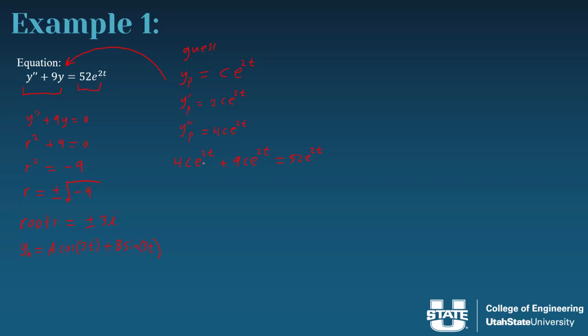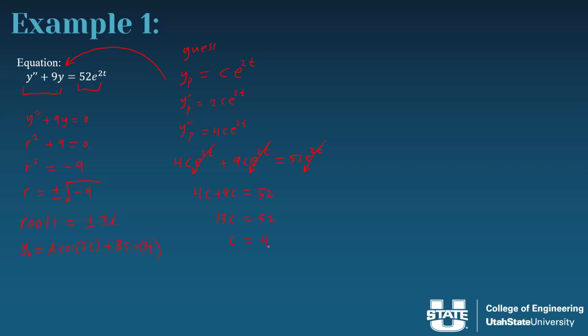All right, so let's simplify this a little bit and see if we can figure out what our constant is. So let's get rid of these, and we're going to have 4c plus 9c is equal to 52c. When we simplify it, we're going to find out that c is 4.